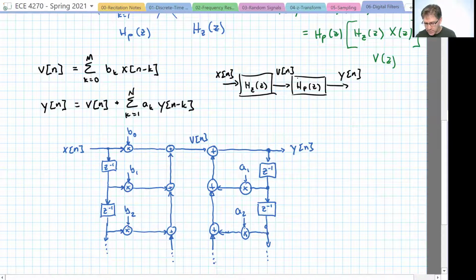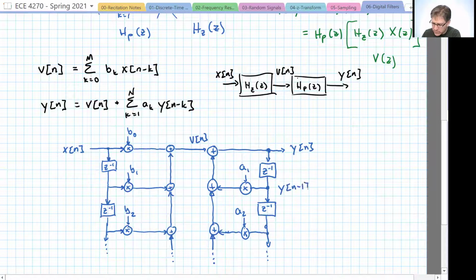And there we are. So now we take the output, we delay it by 1, multiply it by A1, and add it back to the input. Delay that same output again. So now we have a delay of 2, multiply that by A2, and sum it up, and so on and so forth. So this is the block diagram of this system.